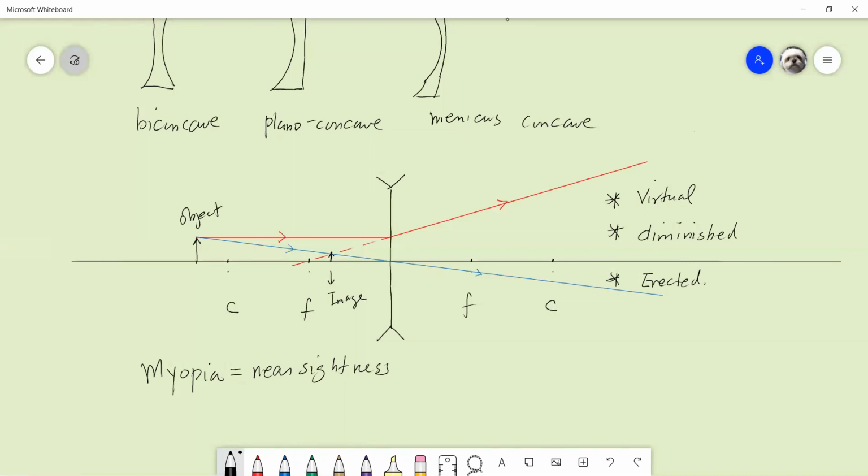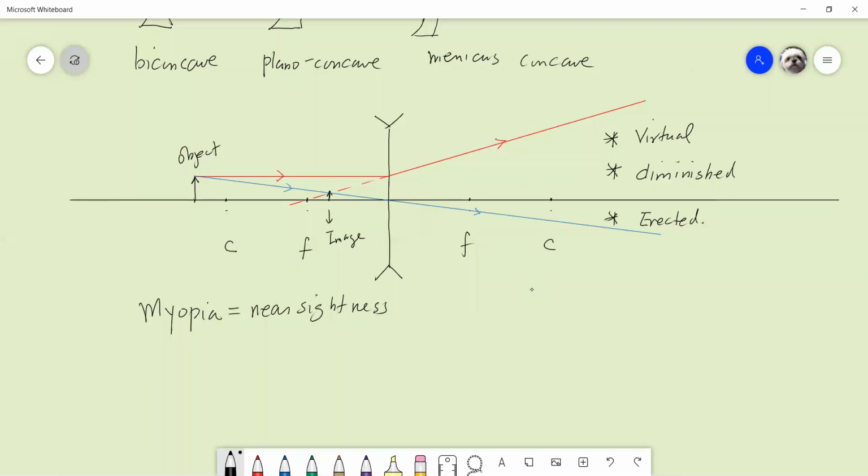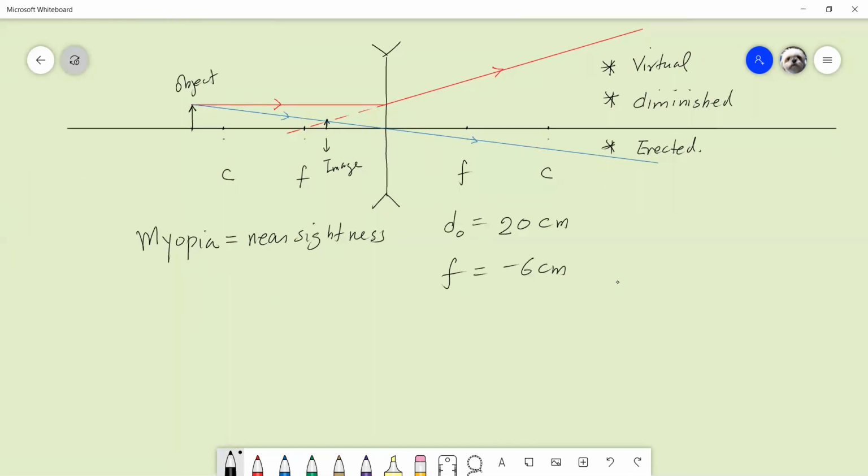Now we can do a verification with the calculation. Let's say DO is 20. Then what is F? F looks like 6, and it's negative. Why negative? Because we are using the focal point on the same side as the object, right? Good.